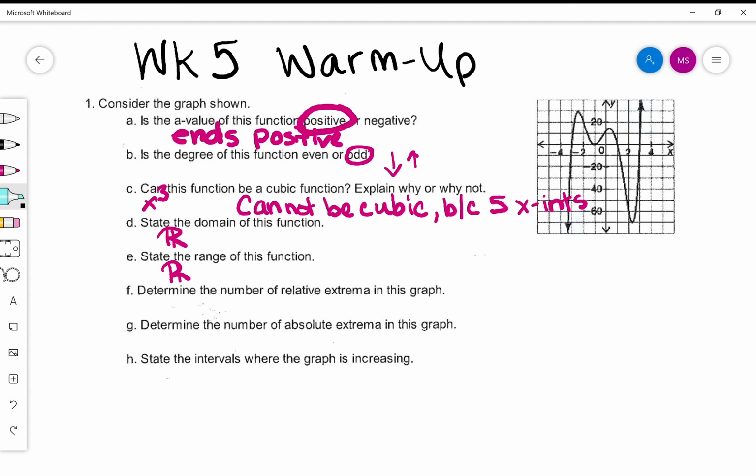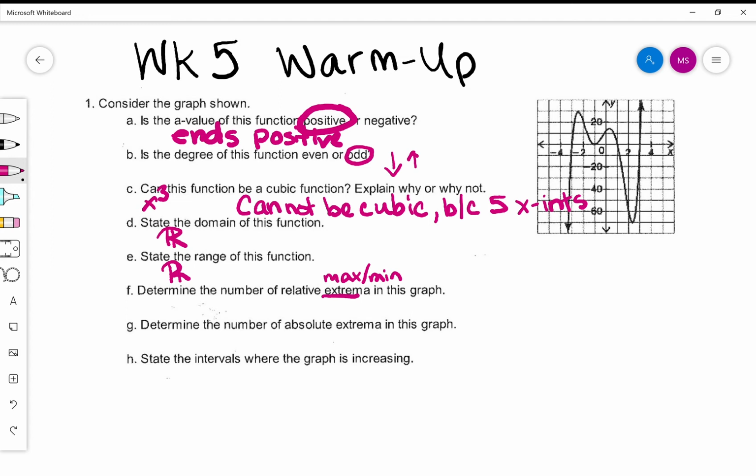Letter F, determine the number of relative extrema in this graph. So extrema includes both max and min. So relative maximums, relative minimums. All right. So I'll give you a second. I'll pause the video.